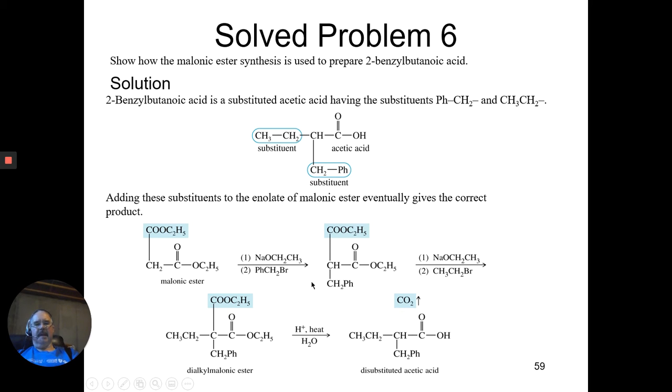Okay, and then we can actually do this again. We can deprotonate a second time and do another SN2 substitution. So we have the benzyl and the ethyl. And then upon hydrolysis and heating, we remove one of the carboxylic acid groups. And in this example, we now have a disubstituted acetic acid.